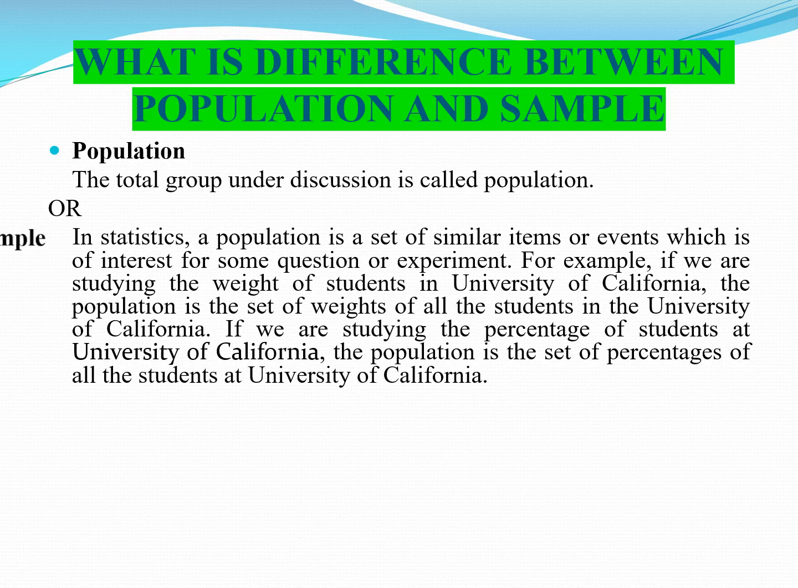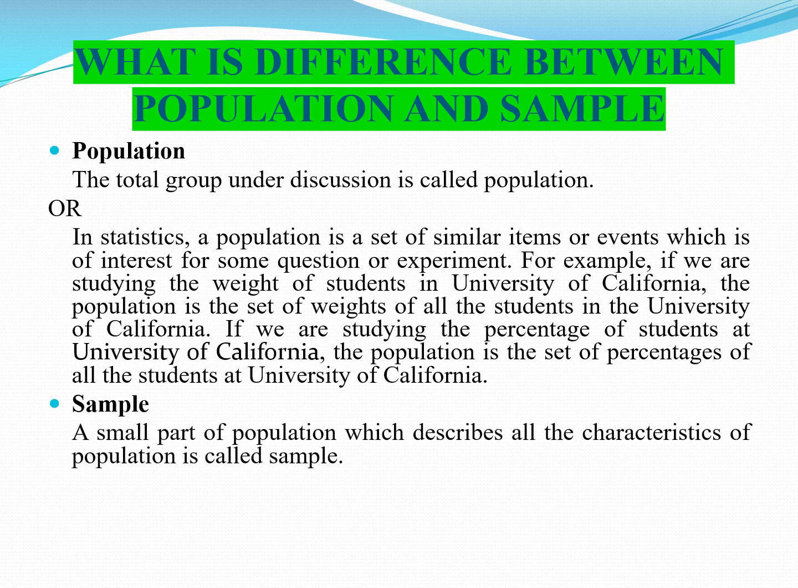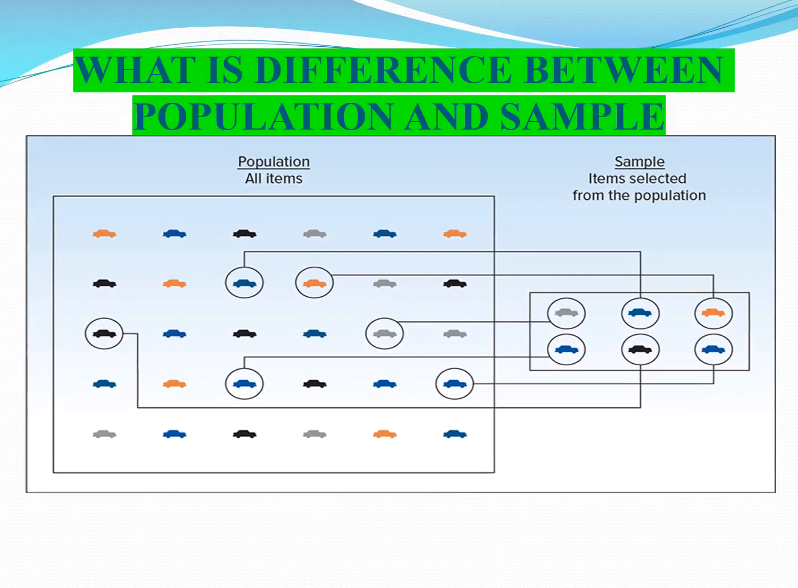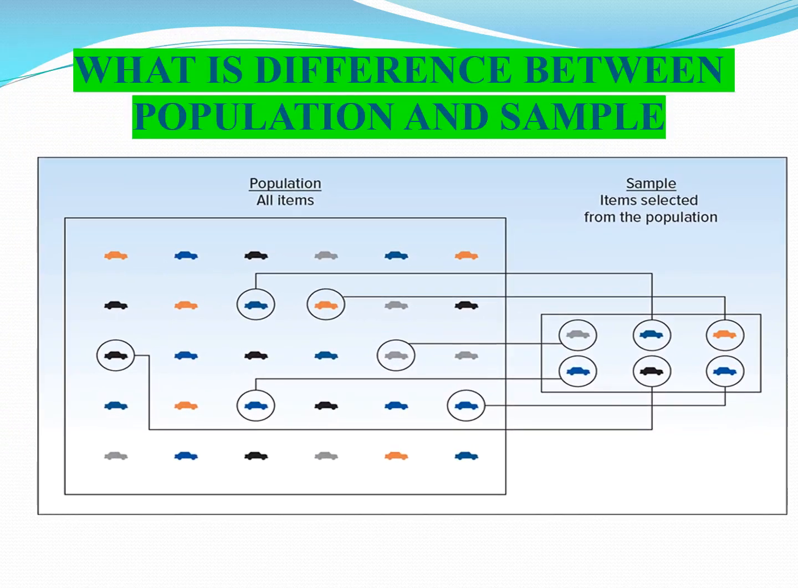If we are studying the percentage of students at the University of California, a sample, a small part of the population which describes all the characteristics of the population, is called a sample. The most important thing is that it should be a representative part. For example, 20 randomly selected students from the entire student body at the University of California. This diagram will illustrate the difference between population and sample.